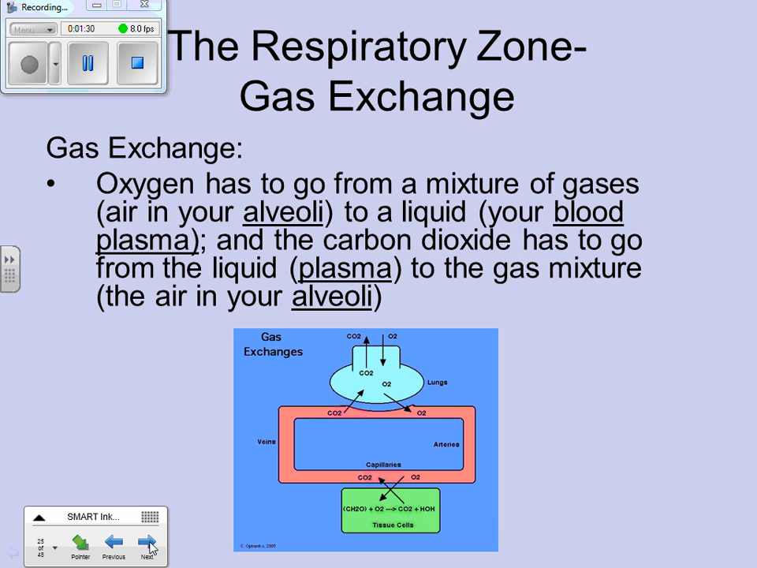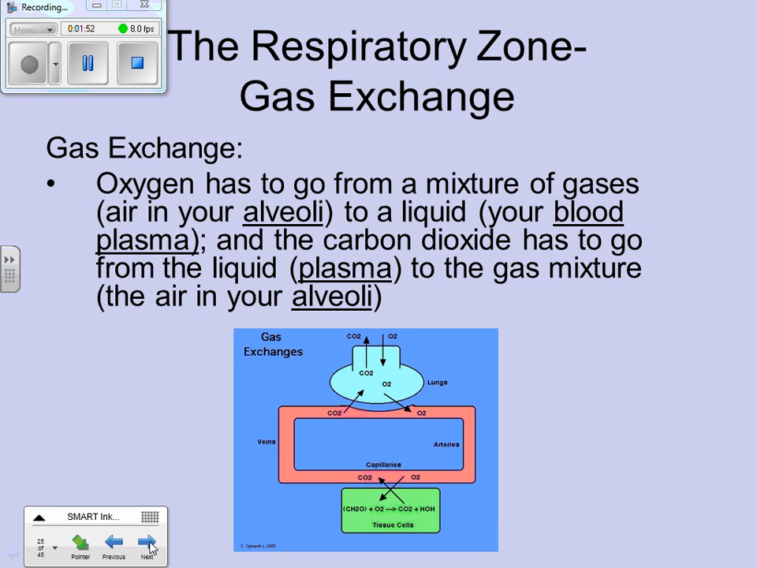So it's not as simple as something like we've been talking about with diffusion, where it would diffuse across a membrane from one liquid to another. And carbon dioxide, remember, it's coming from your blood and it's leaving and entering the air in your alveoli. So again, it has to go from a liquid mixture into a gas mixture.